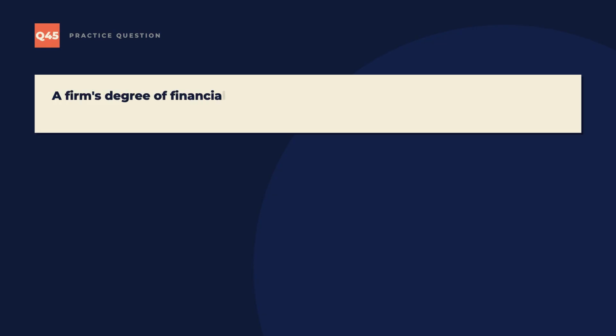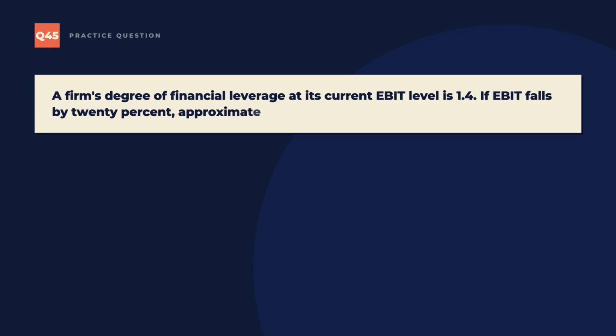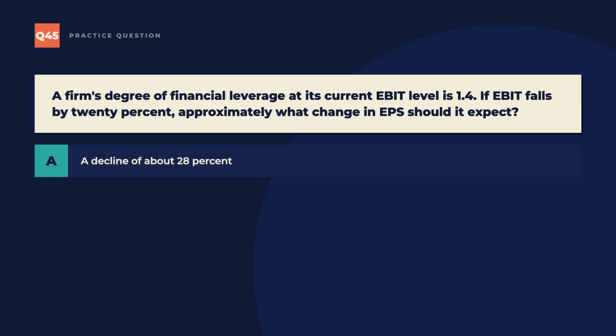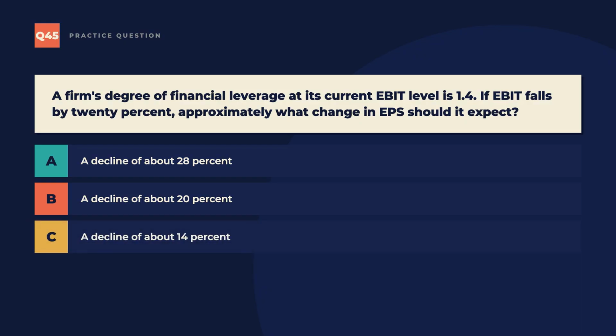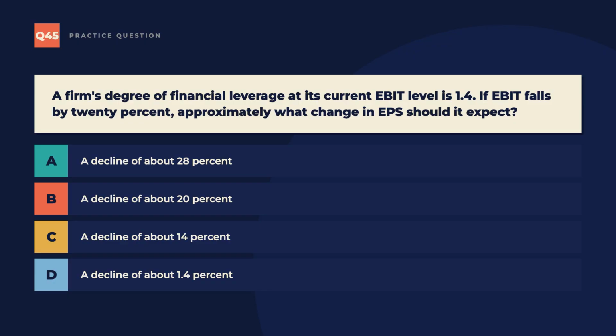Question 45. A firm's degree of financial leverage at its current EBIT level is 1.4. If EBIT falls by 20%, approximately what change in EPS should it expect? Your options are: A, a decline of about 28%; B, a decline of about 20%; C, a decline of about 14%; D, a decline of about 1.4%. Pick one. Trust your gut. Here's your chance to test yourself.